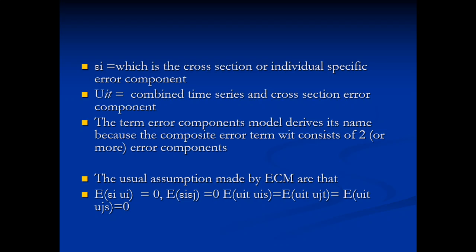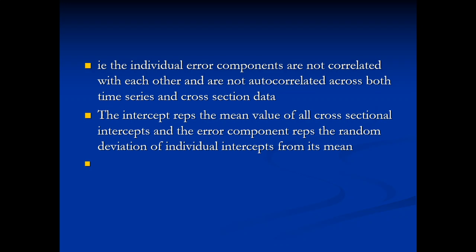The usual assumption made by the error component model is expected value of epsilon_i u_it equals 0, expected value of epsilon_i epsilon_j is equal to 0, expected value of u_it u_is is equal to expected value of u_it u_jt is equal to 0. That is, the individual error components are not correlated with each other and are not autocorrelated across both time series and cross-section data.